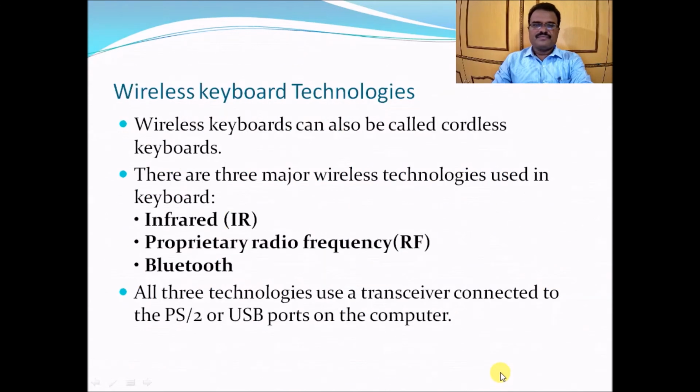Wireless keyboards can also be called cordless keyboards. There are three major wireless technologies used in keyboards: infrared, IR; proprietary radio frequency, that is nothing but RF signal; and Bluetooth. All these technologies use a transceiver connected to the PS2 or USB ports on the keyboard. Mostly the transceivers come in the form of USB devices only, that can be inserted in the USB ports on the computer.